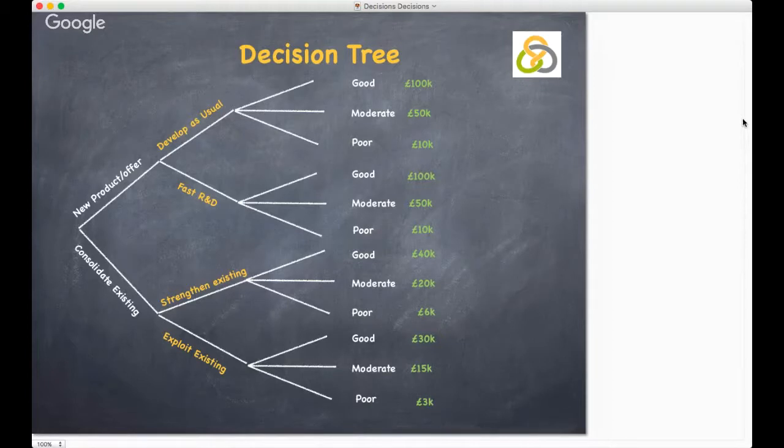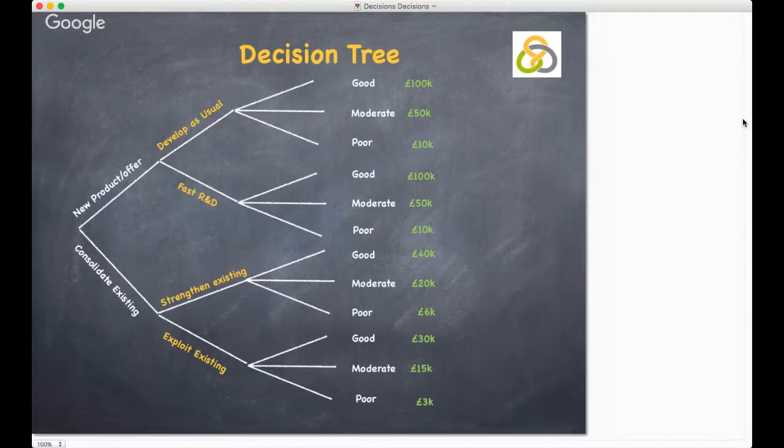We're starting from the left. New product or product offer, or consolidate existing are the two options that we have. Keep the lines apart as far as possible so that you can develop your options. In this case, develop the new product or offer as usual, or do fast-tracked research and development. Or if we're looking at consolidating existing lines, then strengthen existing lines or exploit existing lines. There might be other options open to you, in which case you add another line.